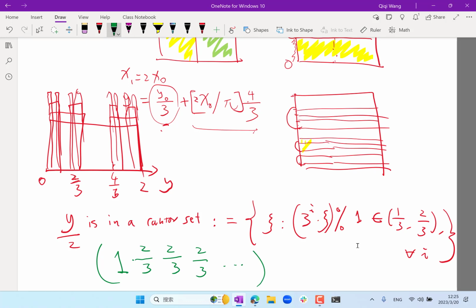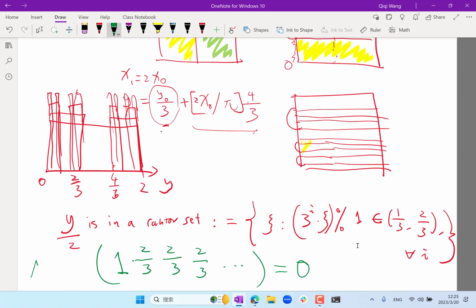It's going to be 0, right? We are taking some number smaller than 1, taking the infinite power. So it's going to be equal to 0. So this is the probability measure of the Cantor set, right? Let me just call it C. It's going to be equal to 0.